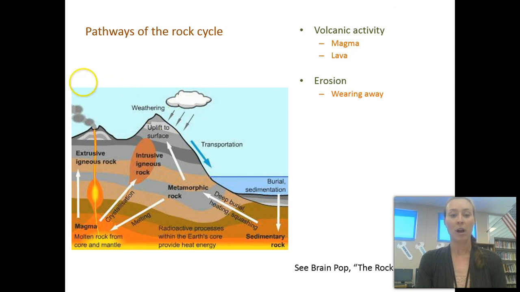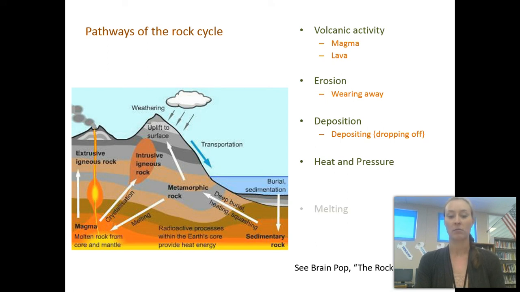Erosion causes rock to wear away and break back down into sediments. Deposition, think of it like depositing or dropping off. So those sediments that were worn away by erosion are deposited, and over time they could build up. Heat and pressure changes rocks into metamorphic rocks. This happens deep underground. And sometimes rocks get so hot that they melt. And when it cools back down, it could turn into an igneous rock.